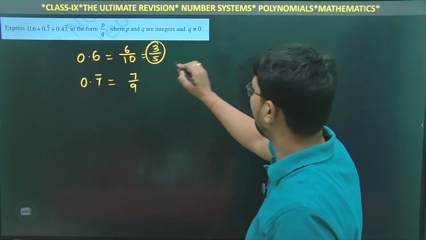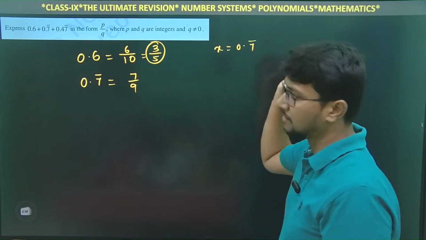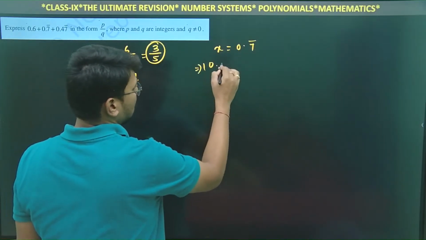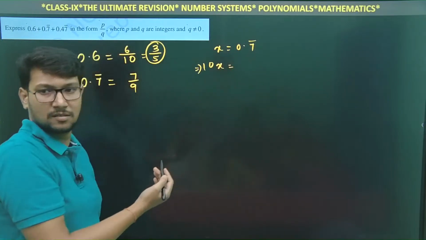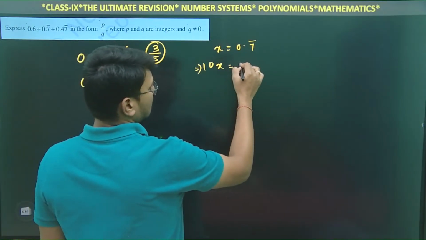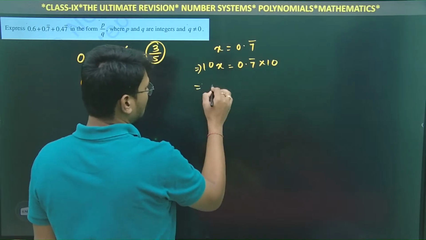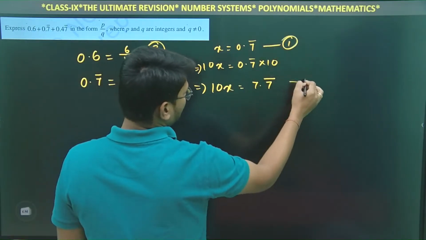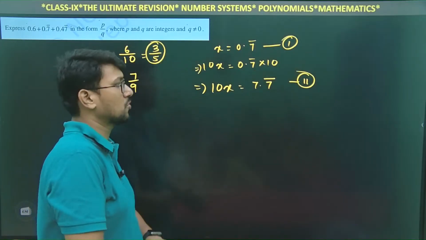Let us solve first 0.7 bar. Let x equals 0.7 bar. So 10x is how much? Though this is not an MCQ question, you have to write this. We multiply both sides by 10. So 10x equals 7.7 bar. It is equation number 1, and this is equation number 2. Let us subtract 1 from 2.